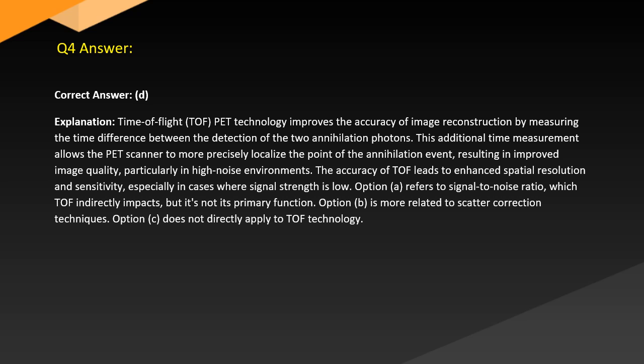Option A refers to signal-to-noise ratio, which TOF indirectly impacts, but it's not its primary function. Option B is more related to scatter correction techniques. Option C does not directly apply to TOF technology.